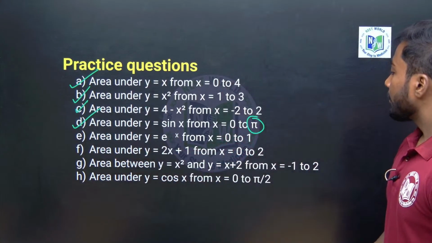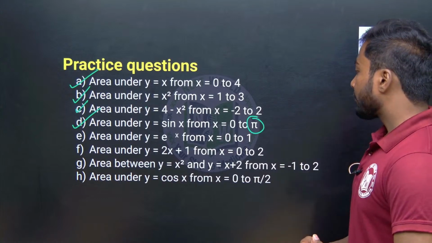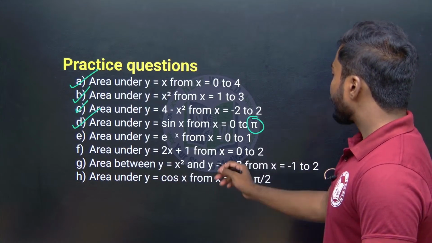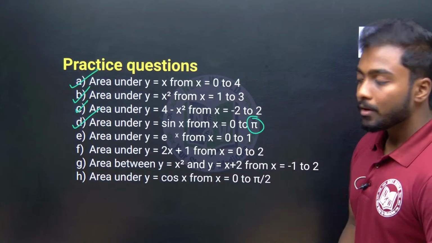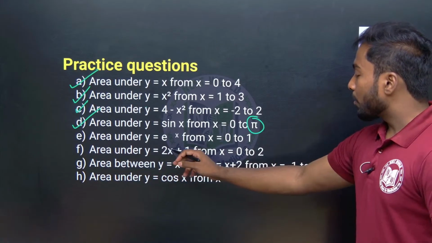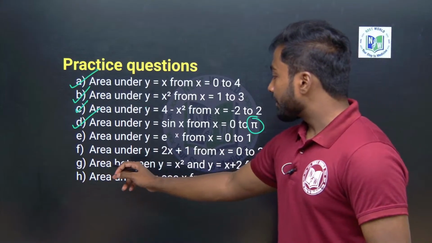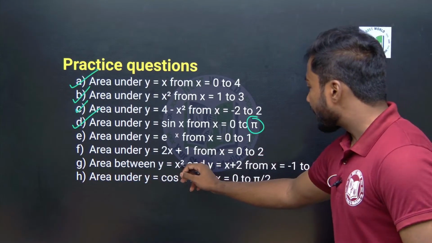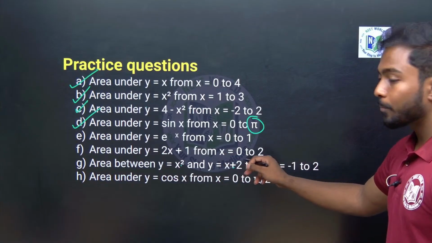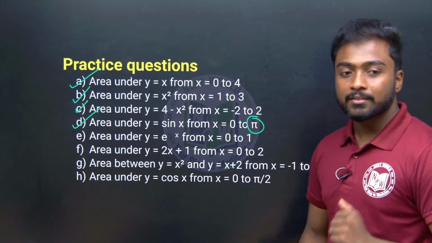Area under y is equal to e power x. This is the fifth question, from 0 to 1. The sixth question is y is equal to 2x plus 1 from 0 to 2, and the seventh question, y is equal to x square has been given, y is equal to x plus 2 is given. Like, two equations are there.